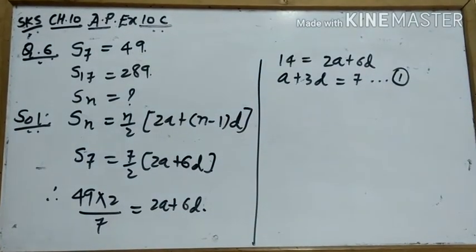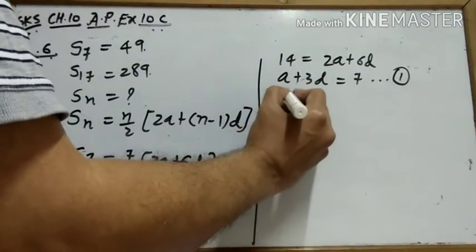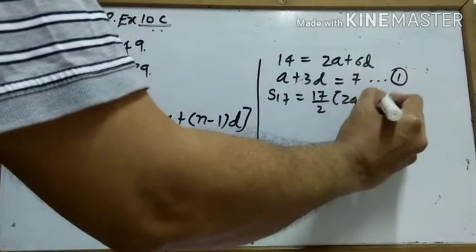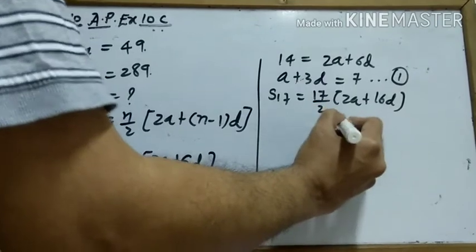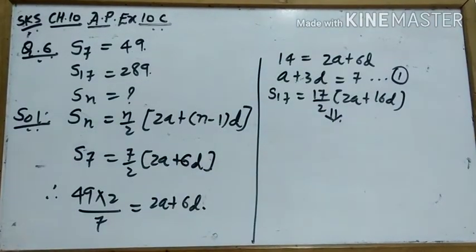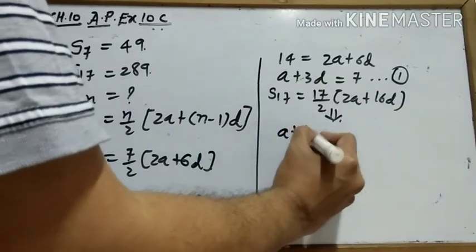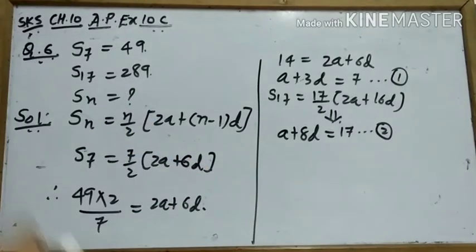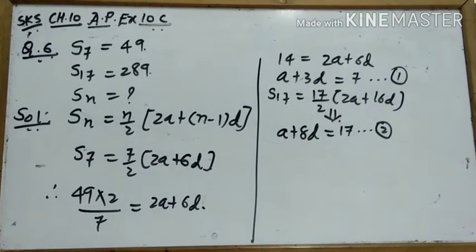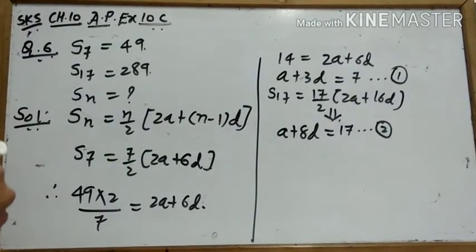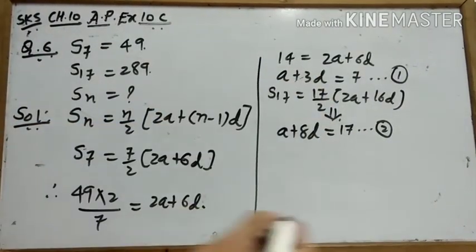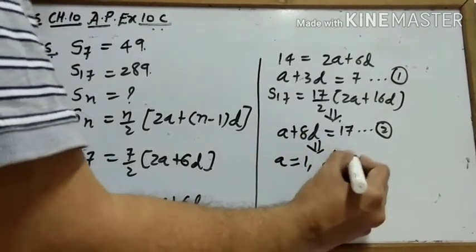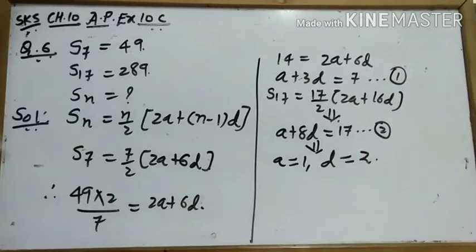Similarly, I will substitute S17, which will be 17 divided by 2 times (2a plus 16d), and again you will get an equation. You can try it out. You will get the equation a plus 8d is equal to 17. Once you get these two equations, dear friends, you will solve the simultaneous equations in a and d. You will be able to get the value of a as 1. Of course, the solving part you will try out; the common difference is nothing else but 2. You will get it like this.